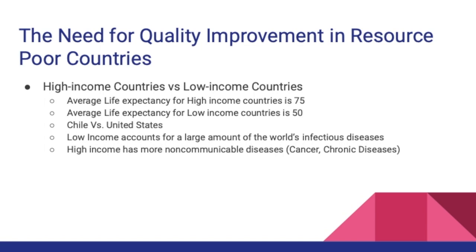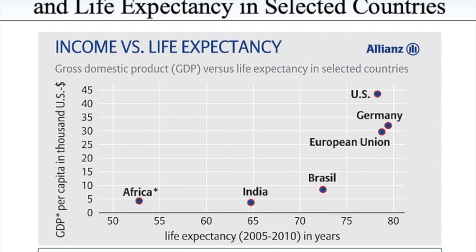For example, sub-Saharan Africa makes up about 12% of the world's population, and it has 70% of HIV cases, 37% of tuberculosis cases, and has 80 to 90% of all the malaria deaths in the world. And high income countries have more of the non-communicable diseases, which is like cancer and whatnot.